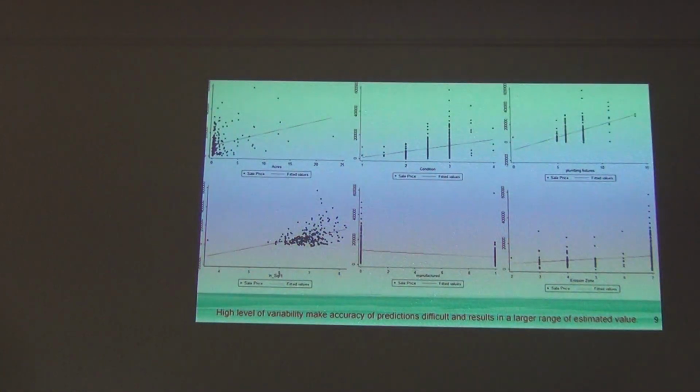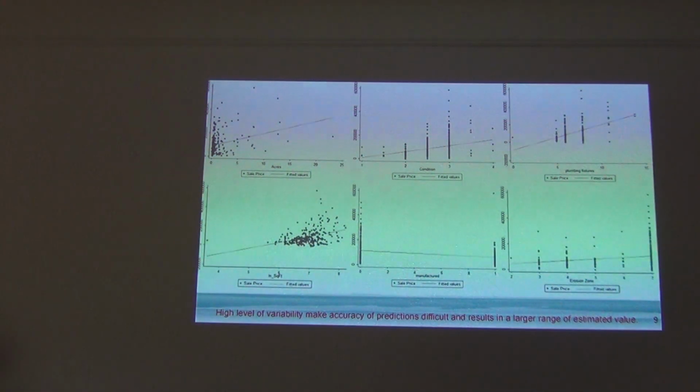This is what my data looks like. Not quite as linear, not quite as obvious. So again, that speaks to the accuracy of the model and how well we can predict what the value of these homes are going to be. So the consequence of that is you're going to see some ranges. I'm not able to give you an exact value, I'll give you some ranges of values of where these are going to be.